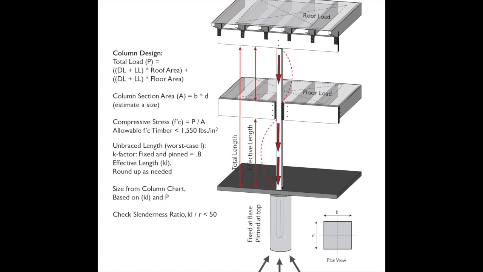Unbraced length then, you remember the KL factor for the effective length. Our effective length, because it is braced, in this case you can see that it is fixed down below because it goes into the foundation. You can say that it's pinned, so we have a fixed and pinned, which is 0.8 for the K factor. So therefore, we can go to the column chart and we find out that sure enough, what we had estimated for our size of the column works. We check its slenderness ratio to make sure that it's under 50 because it's wood, and again, it works just fine.